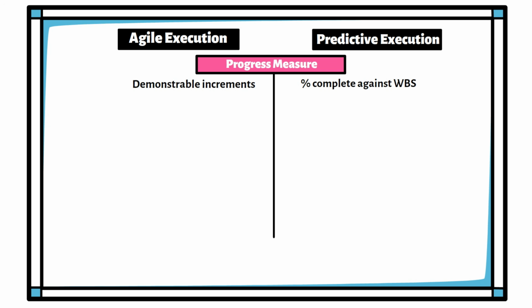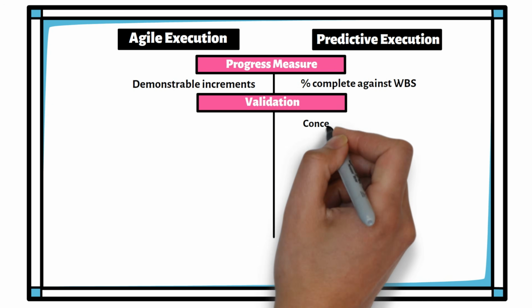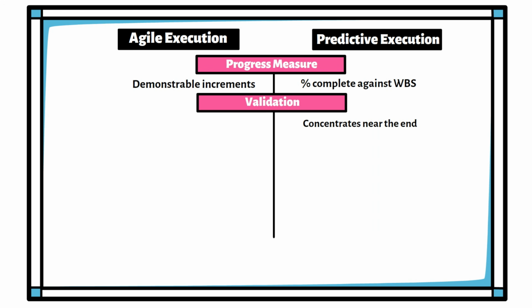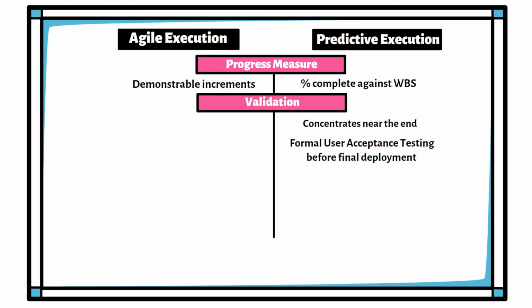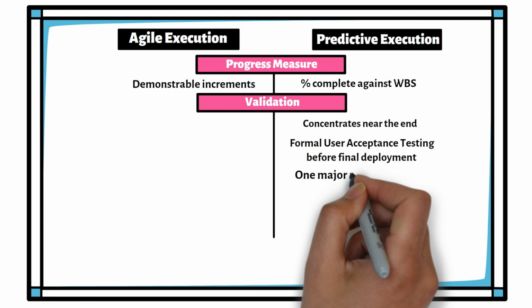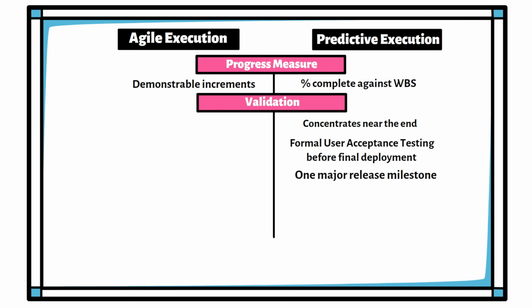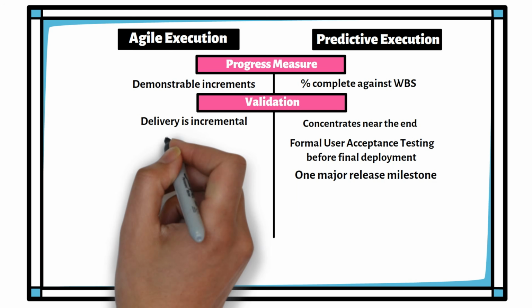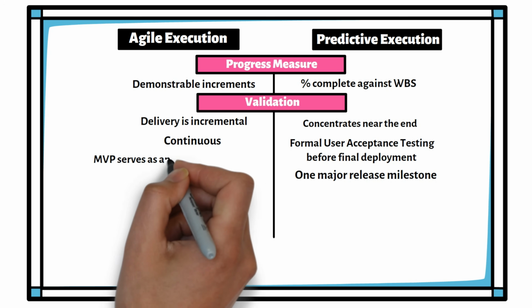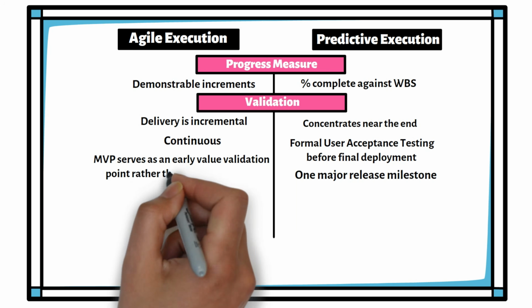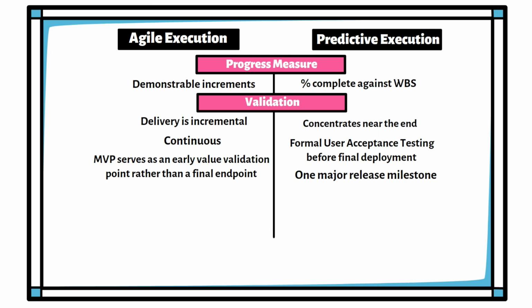In predictive projects, validation often concentrates near the end, sometimes through formal user acceptance testing before final deployment. There is typically one major release milestone tied to full scope completion. In Agile, delivery is incremental. Validation happens continuously. The MVP serves as an early value validation point rather than a final endpoint.